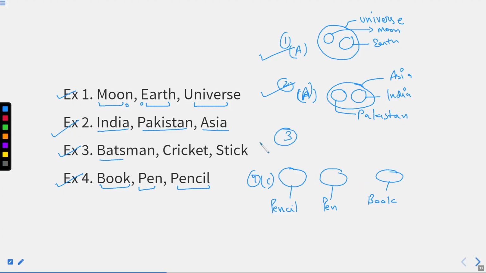For question number 3, we have a batsman, a cricketer and a stick. We know that batsman, let's draw a circle for cricket first, right? For cricket, we have drawn this circle. Now, batsman is someone who plays cricket, right? So this represents cricket, and for batsman, we'll draw a circle, and this circle represents a batsman, and stick will be outside, right? Here as well, right? I hope this part is clear.